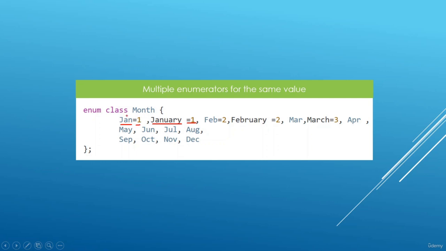Okay, so once we have this set up, the compiler is going to know that these two things really represent the same value. So you can use JAN or January in full to represent January, and we can keep doing this for February, March, and even go up until December if that's what we want.